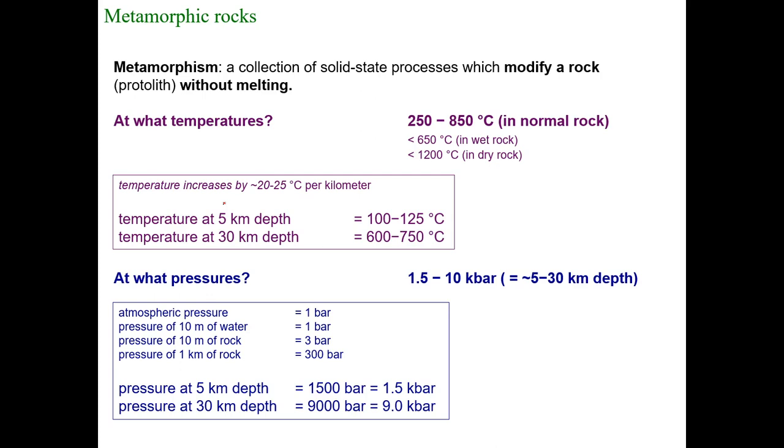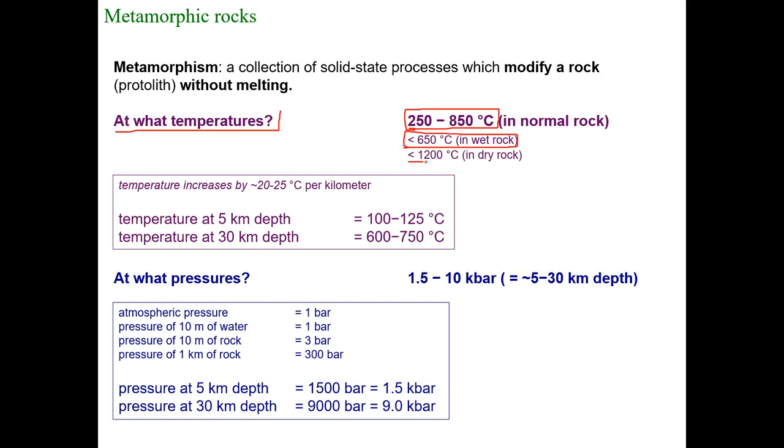So there's an upper limit on the temperatures at which metamorphism occurs. If it gets too hot, then we're talking about igneous rock. Usually metamorphism occurs in the 250 to 850 degree range. But it could be lower for a wet rock, because water lowers the melting temperature, so wet rocks melt at a lower temperature. So that upper level is higher.